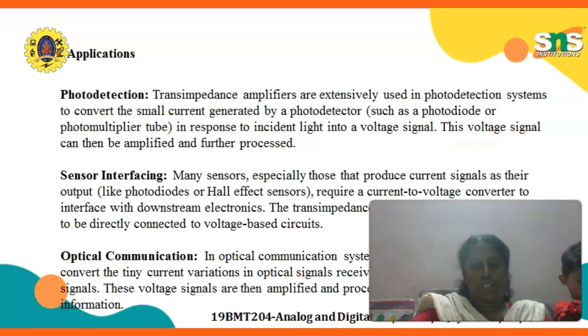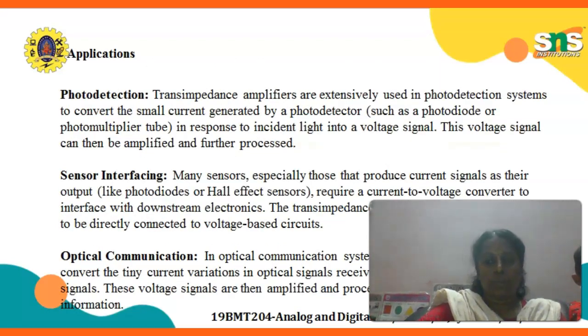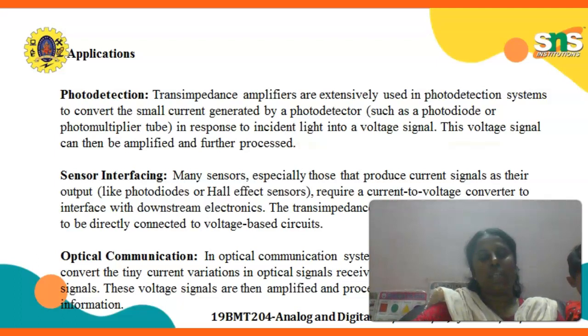Next, applications. Applications include photo detection, sensor interfacing and optical communication. Transimpedance amplifiers are extensively used in photo detection systems to convert the small current generated by the photodetector in response to incident light into a voltage signal. This voltage signal can then be amplified and further processed.